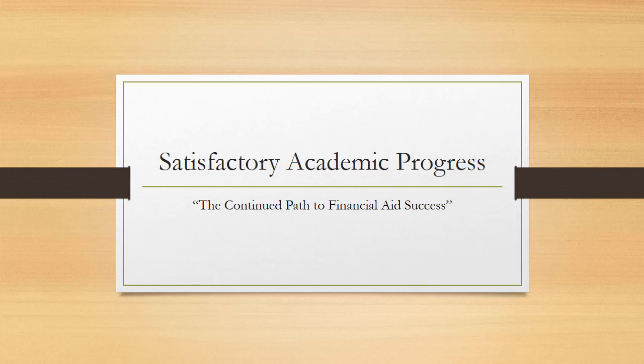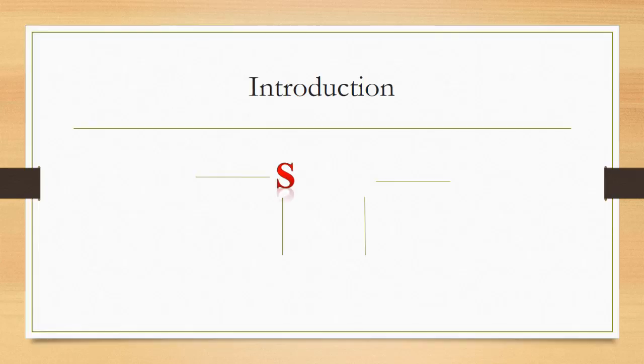In the following video, we will discuss satisfactory academic progress, the continued path to financial aid success. SAP, also referred to as satisfactory academic progress, is a main factor in your eligibility as a student when receiving financial aid. This video is intended to help you gain an understanding of SAP and why it's important.